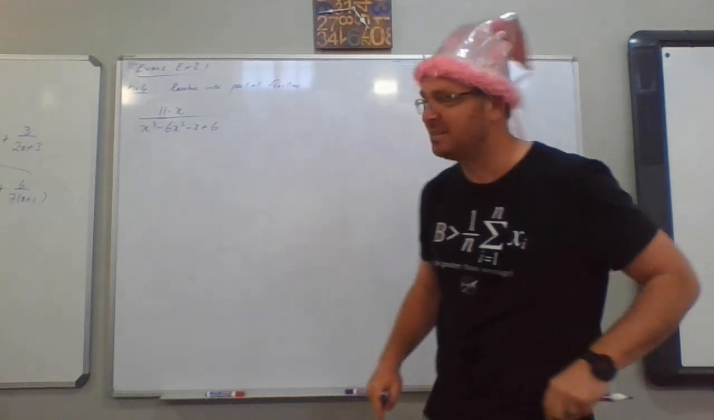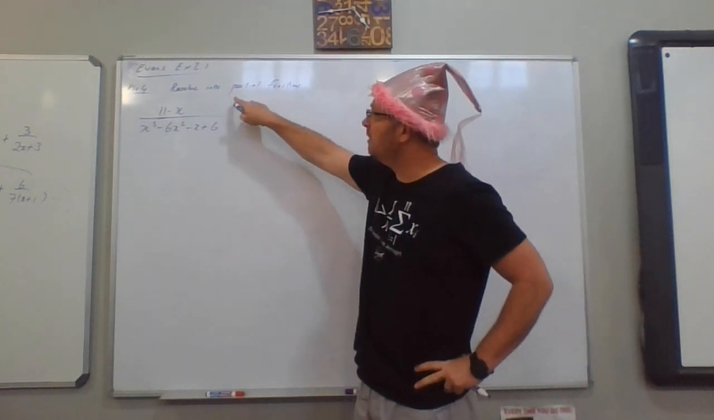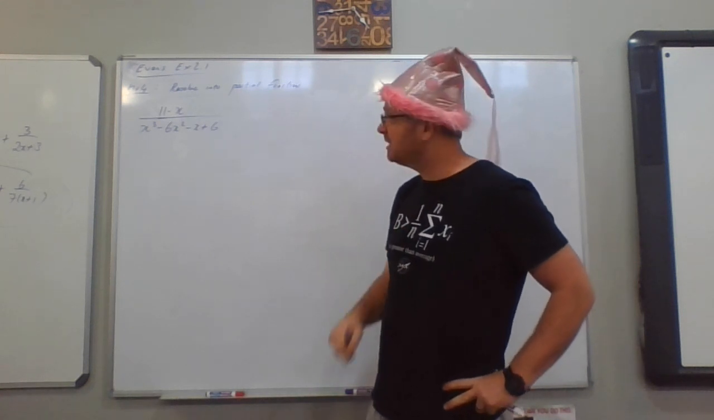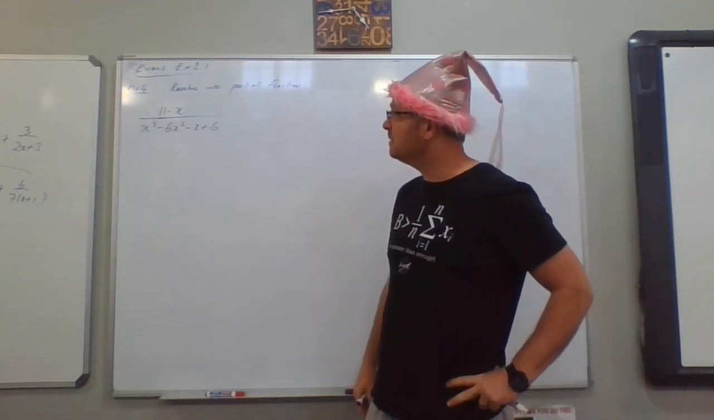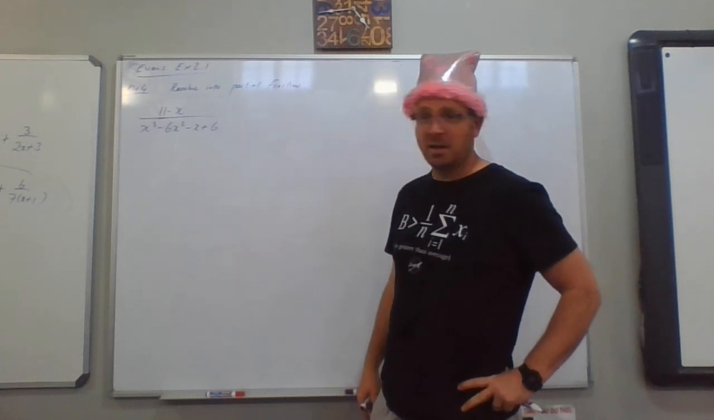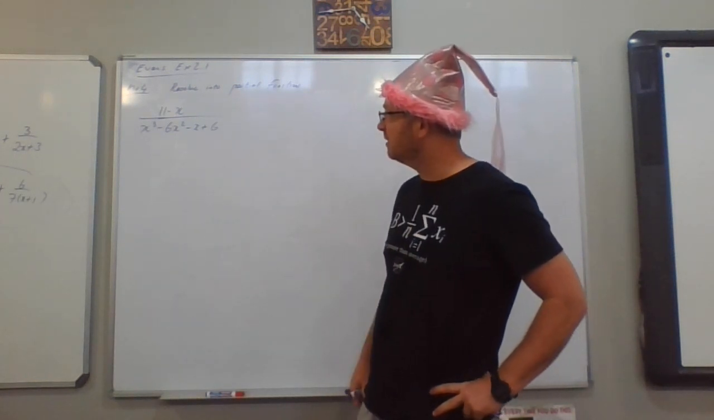Right, so now I'm going to do number 4. So try it yourself first again. It's always better to give it a go yourself, and then you can come check your answer. So it's 11 minus x over x cubed minus 6x squared minus x plus 6.